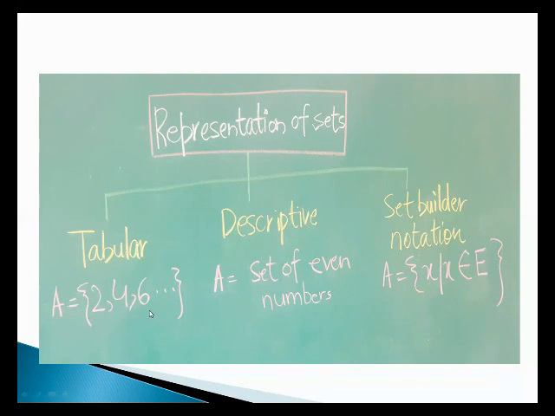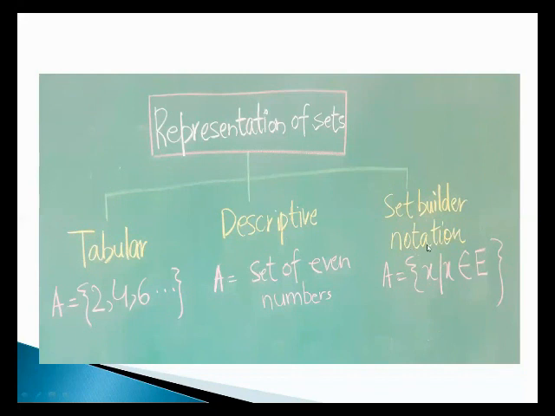Descriptive: the same set can be easily defined as the set of even numbers. So this set can be represented in descriptive form as set A equal to set of even numbers. The brackets are replaced by the words set of, and since they are all even numbers, we write even numbers. So we describe the same set in a statement form. When we describe any set in a statement form, this is known as descriptive form.